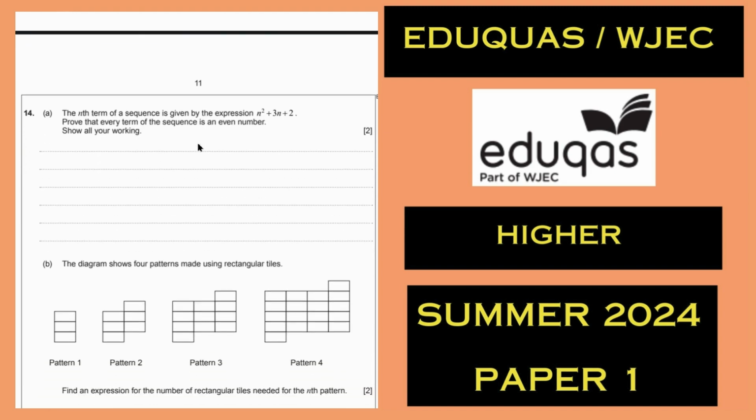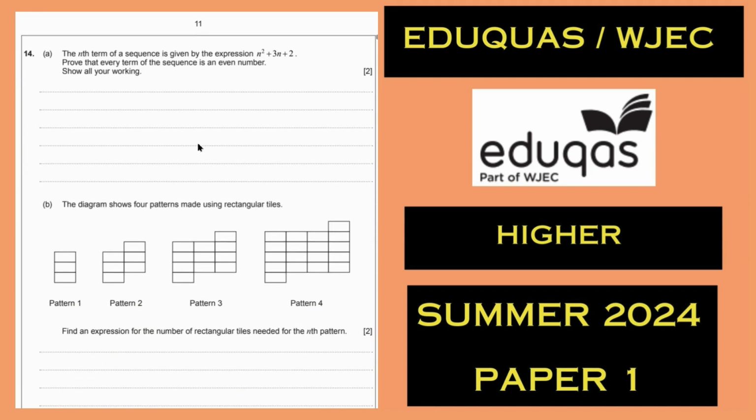Number 14, lots of ways of going about this. That is an equation that factorizes, as in n plus 1, n plus 2. So you can make the argument that these two numbers, while being consecutive integers, the only scenarios are even, odd, odd, even. So when you times them, it's always an even answer.